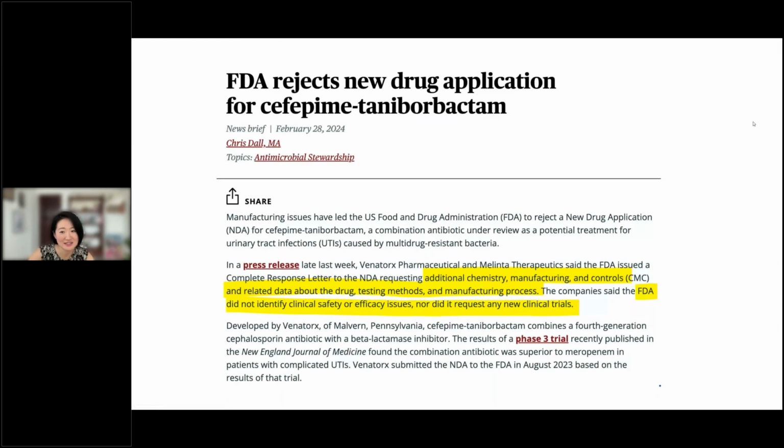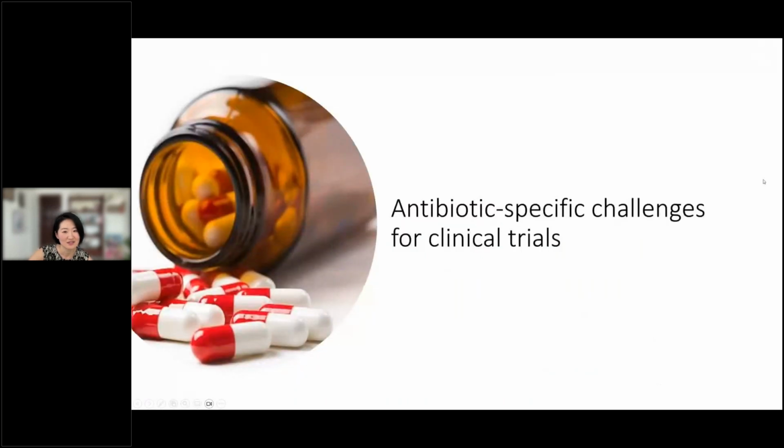However, again, cefepime-taniborbactam failed to receive FDA approval despite not having any clinical safety or efficacy issues. And the main concerns here were over chemistry, manufacturing, and controls issues, which will be discussed in detail by Herbert in the subsequent talk. So that concludes my first section of the talk.